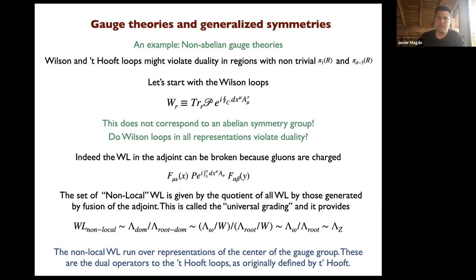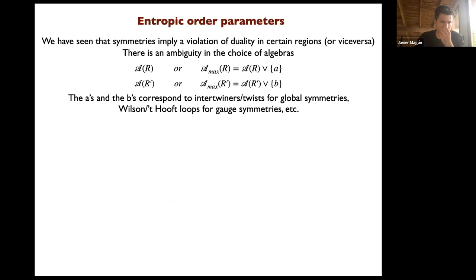Okay. So we have seen that symmetries imply a violation of duality in certain regions, or vice versa. So this implies that there is an ambiguity in the choice of algebras for these regions. So we have the local algebra, A of R, and the important thing to notice here is that this A of R, for example in non-abelian gauge theories, includes all the Wilson loops in the fusion of the adjoint, for example.